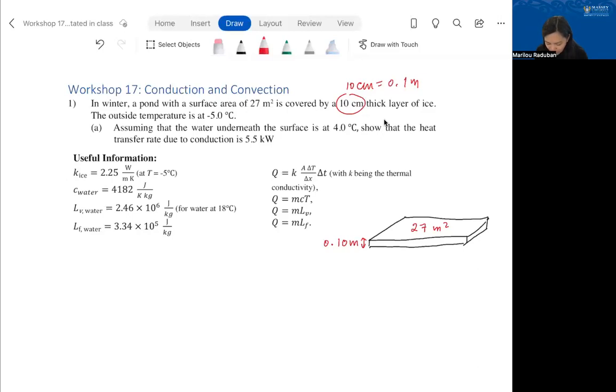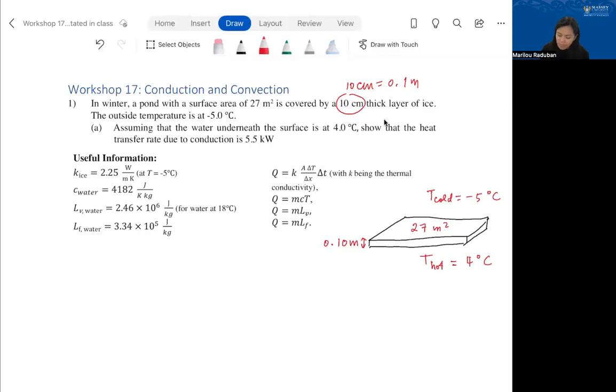So outside the frozen surface, you have T cold, -5 degrees Celsius. And so let's go now to the first question. Assuming the water underneath is 4 degrees Celsius, so that's the temperature inside. So 4 degrees Celsius is of course warmer. So let's say that's T hot is 4 degrees Celsius.